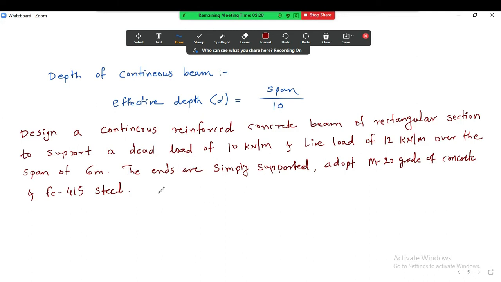So this is the given problem. Now see what they have told us. Design a continuous beam of rectangular section to support a dead load of 10 kN per meter. So here you can see they have directly given you the value of dead load. In some numericals they may not give you this value directly. They will tell you the beam of cross section 250 mm by 500 mm, 300 mm by 600 mm. Likewise these cross sections will be given to you.